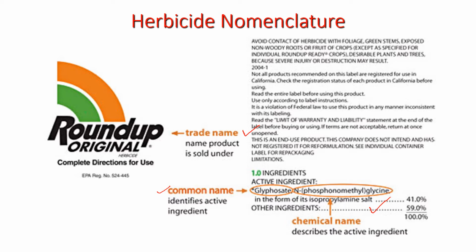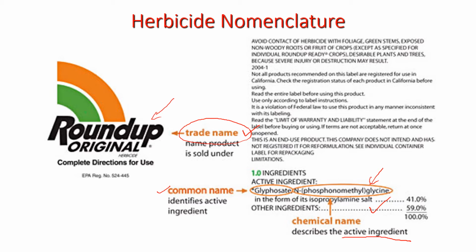This is the active ingredient here. The active ingredient is the chemical in the herbicide's formulation primarily responsible for its phytotoxicity. Okay, the trade name. The trade name is a trademark or other designation by which a commercial product is identified. In this case, the trade name is Roundup.